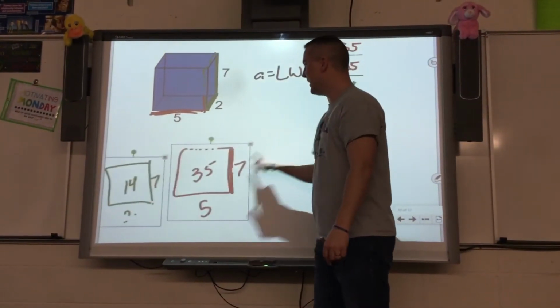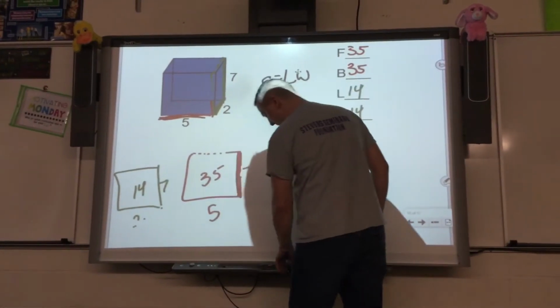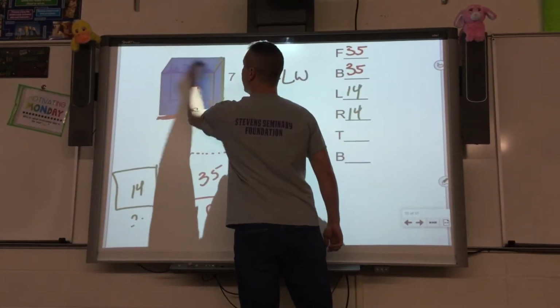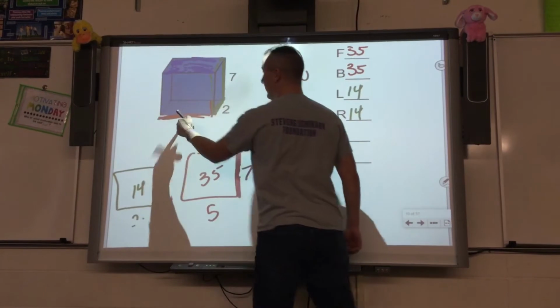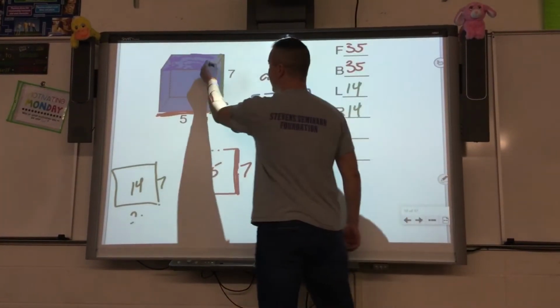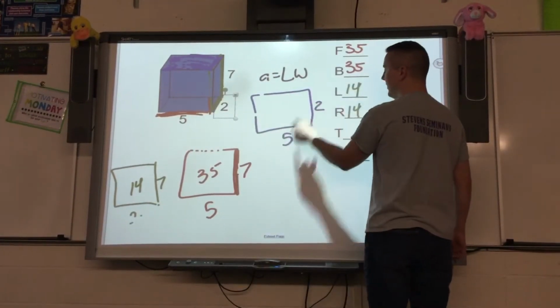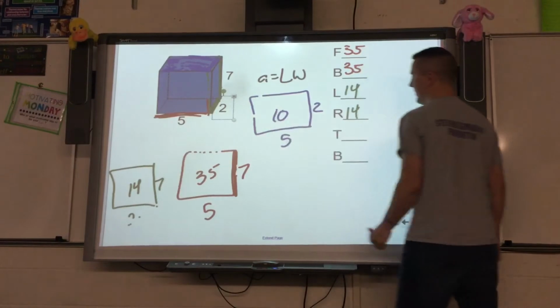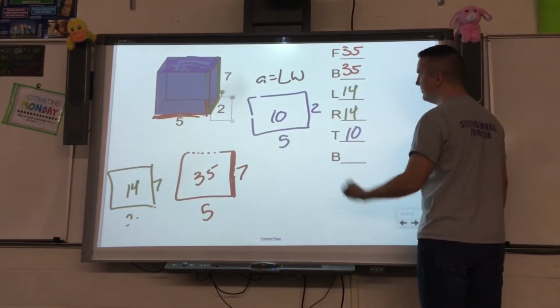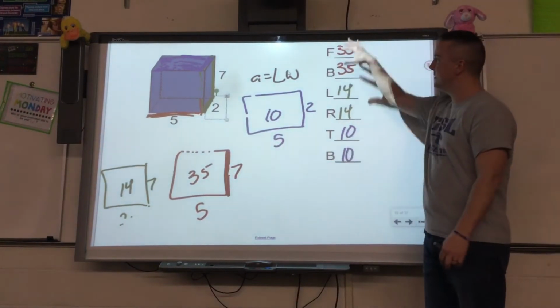Well, top and bottom, I got to think, well, I've only used a certain number of numbers. Now I go to the top. Go blue all the way across. Well, that one's going to be a 5 all the way across. And how wide back does it go? Well, I use this number, 2. 5 times 2, 10. Top's 10, what's the bottom going to be? 10 as well. Good.